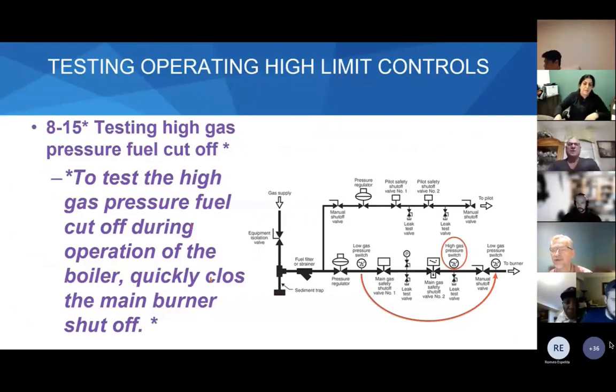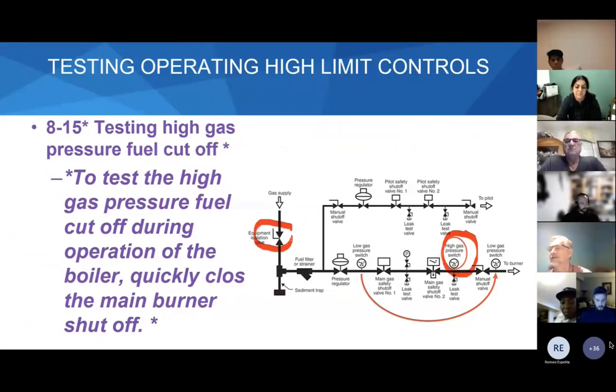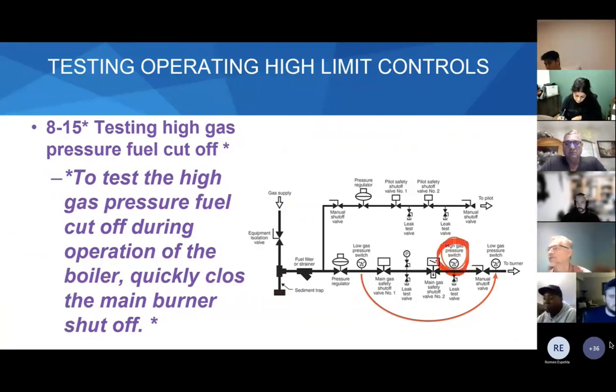During operation, just quickly close the main burner shut-off. So we've got a high pressure switch here, and we can just shut the gas down and ensure that the... sorry, we wouldn't shut the gas down there. You have a high pressure switch, we would shut off the manual valve beyond the high pressure switch, quickly close it, pressure would spike and shut down the high gas pressure switch.